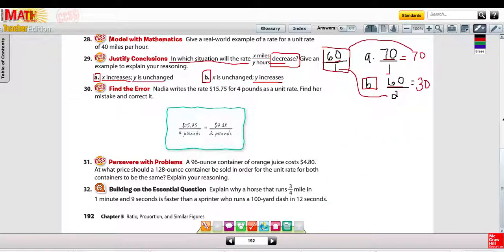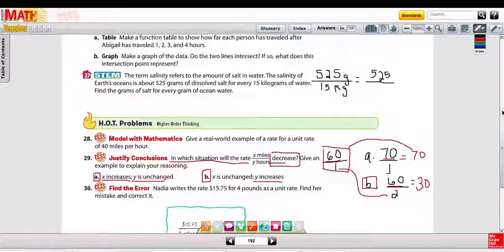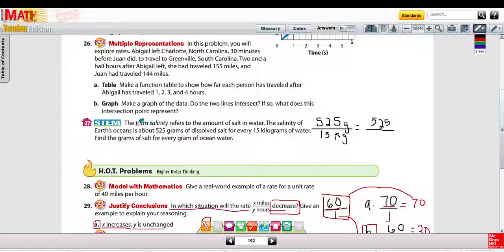We also had number 27 on your note sheet. I skipped that, and that was the STEM application. The term salinity refers to the amount of salt in water, and it gives us 525 grams dissolved salt for every 15 kilograms of water.